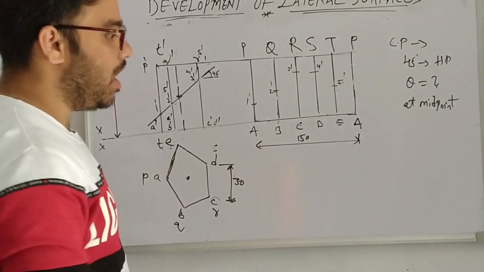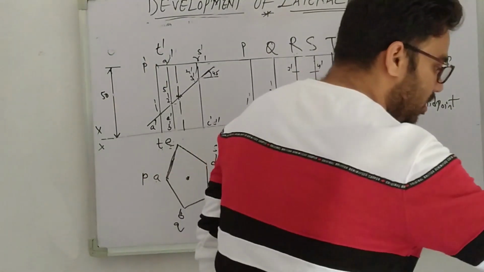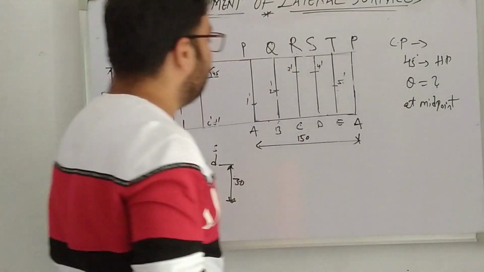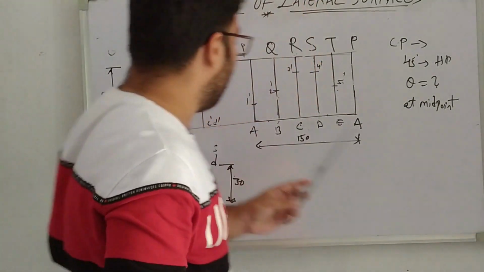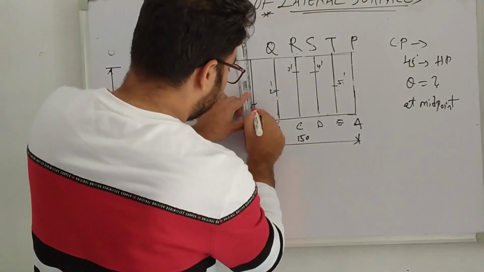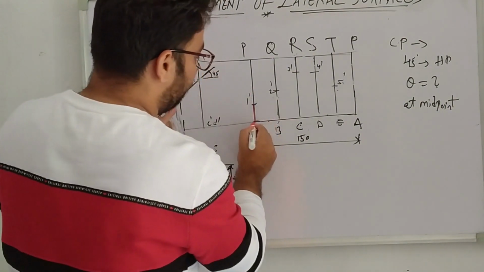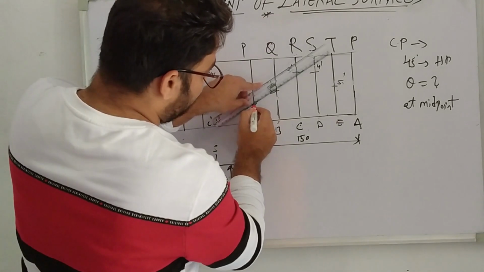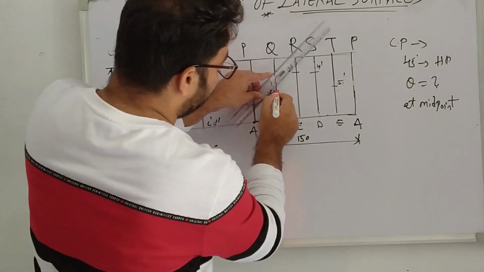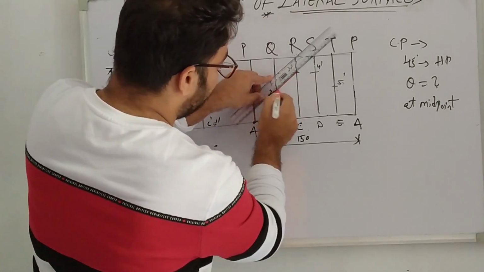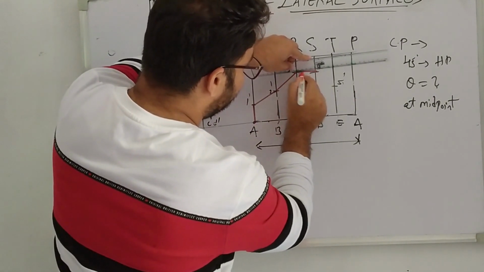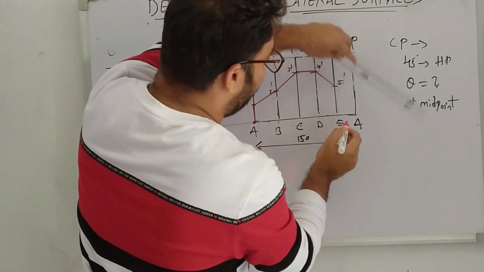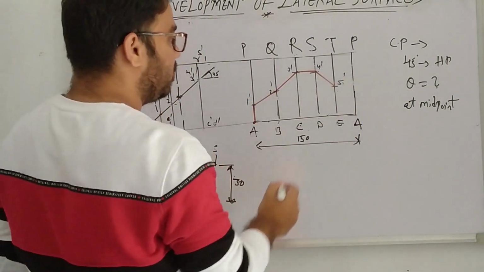Now simply you have to join the lines from the cutting points. So this is a 1 dash. These are from the bottom of the base, 1 to 2, join a line. Next 2 to 3, join a line. 3 to 4 is a straight. Similarly 4 to 5, join a straight line. And see, we completed this portion.